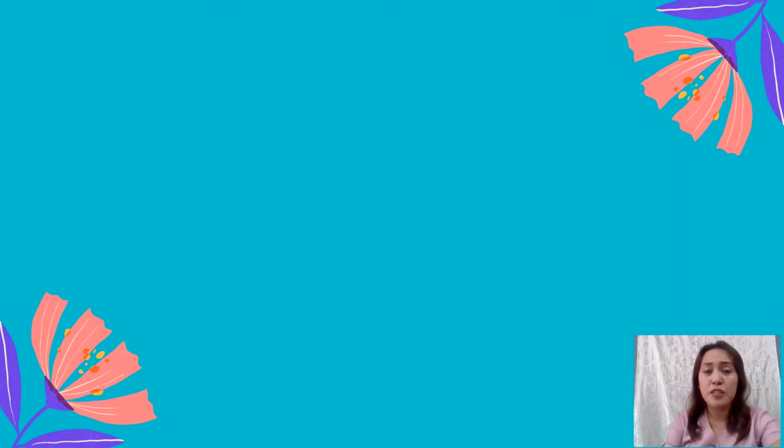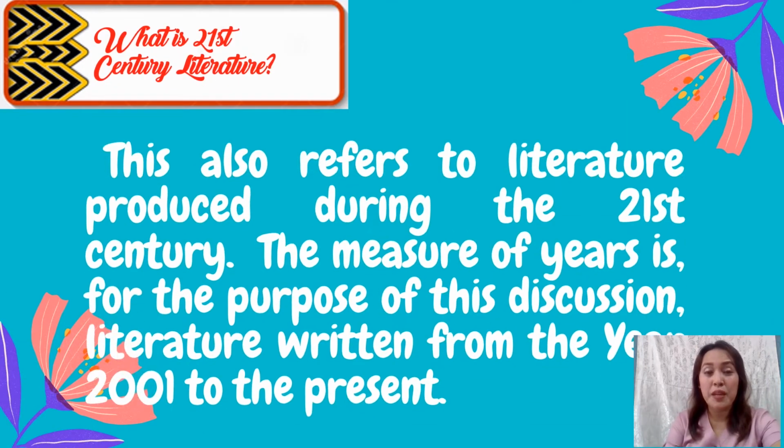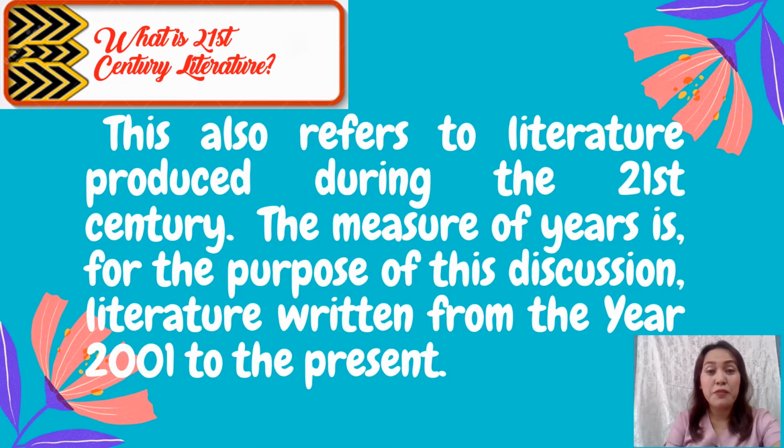This also refers to literature produced during the 21st century. The measure of years is, for the purpose of this discussion, literature written from roughly the year 2001 to the present.